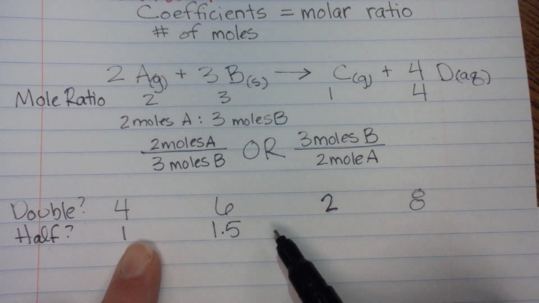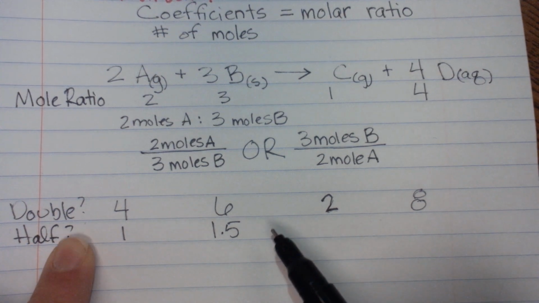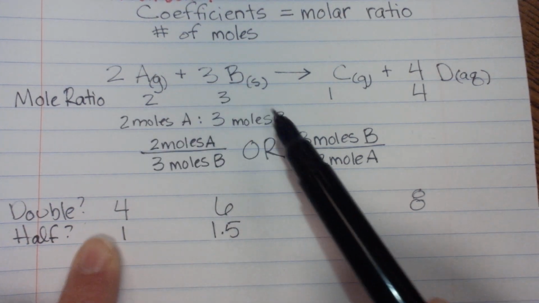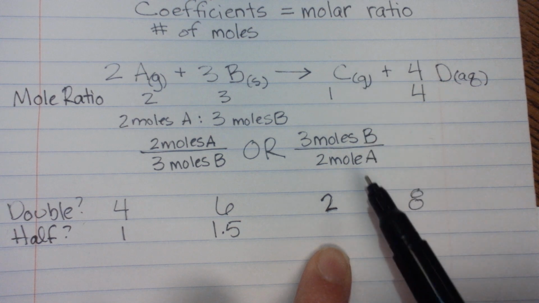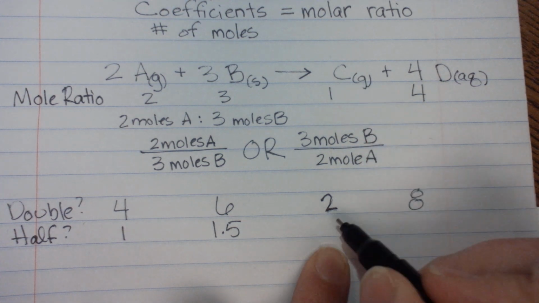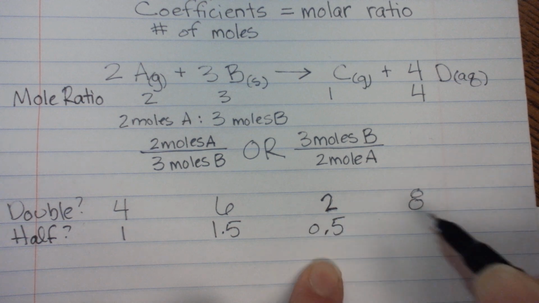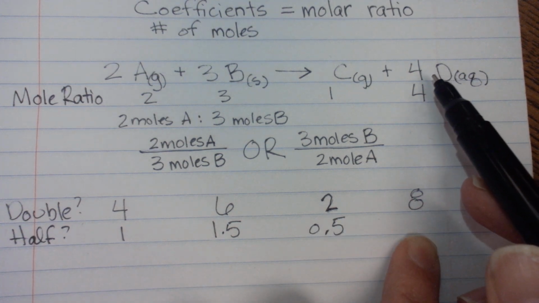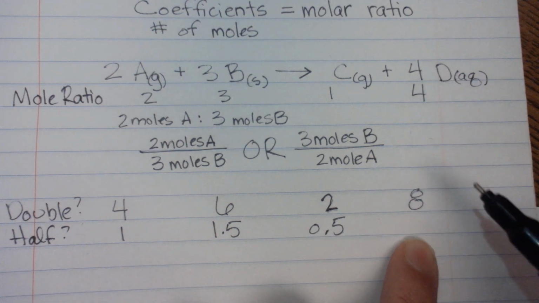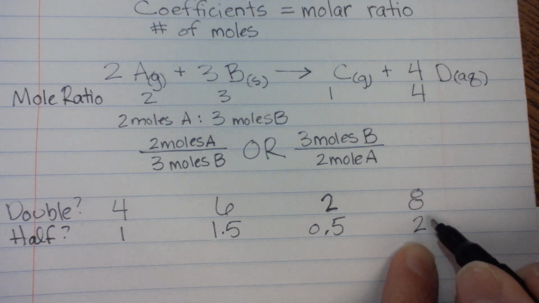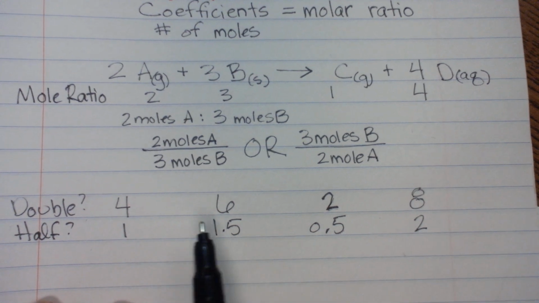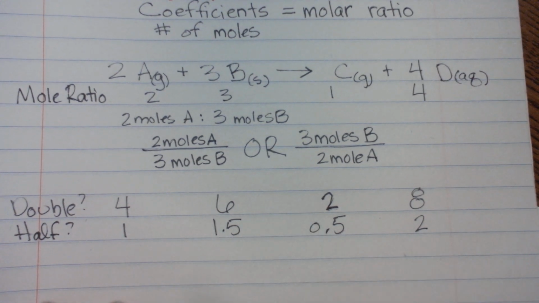So let's finish this line. If I half my recipe, if I half my reactants, how many moles of C will I come up with? 0.5, right. How many moles of D will I come up with if I've halved it? 2, because half of 4 is 2. So that ratio will stay the same, just like a recipe.